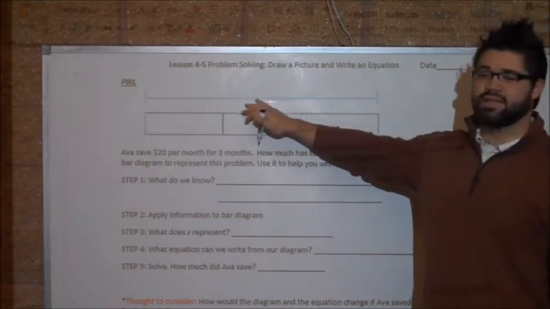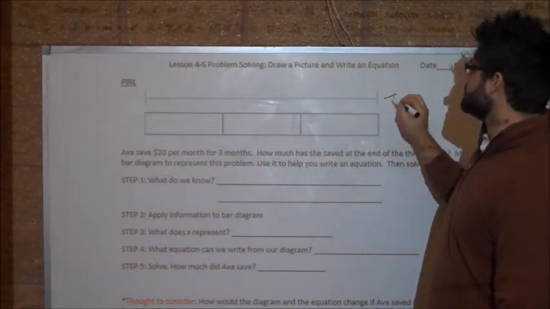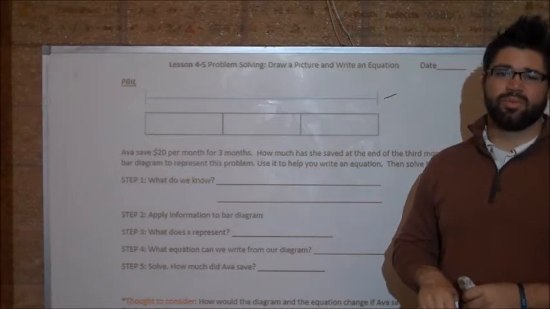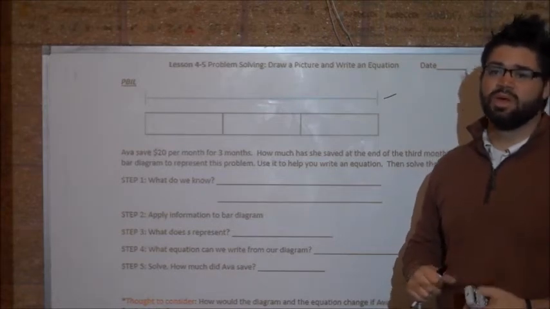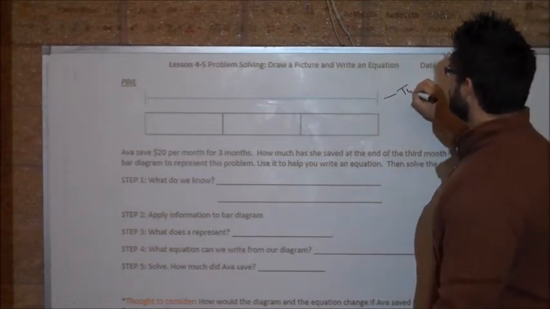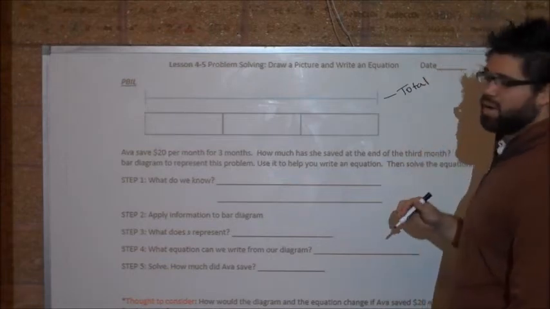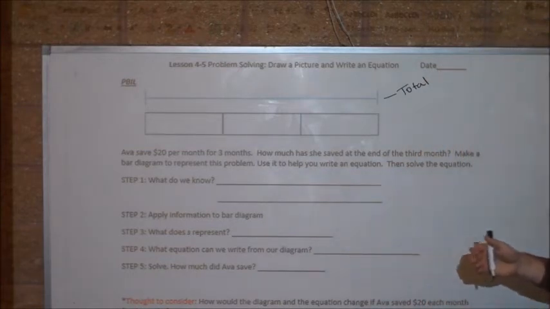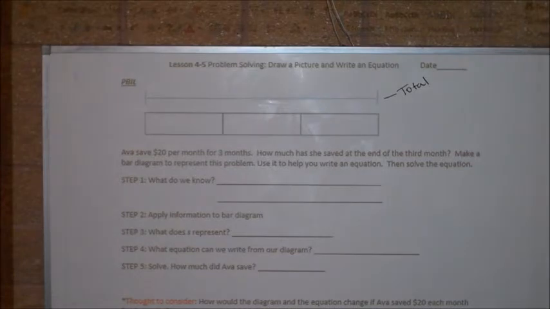This line segment at the top, what I want you to do is put a line coming out and label it. What does that line segment represent? Well, that represents the total. Whatever your problem or equation ends up being, that top line just represents the total. It's the whole amount.